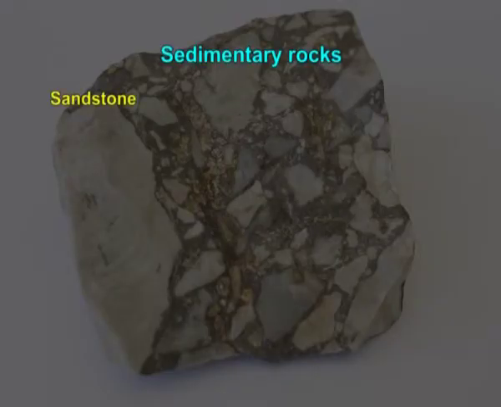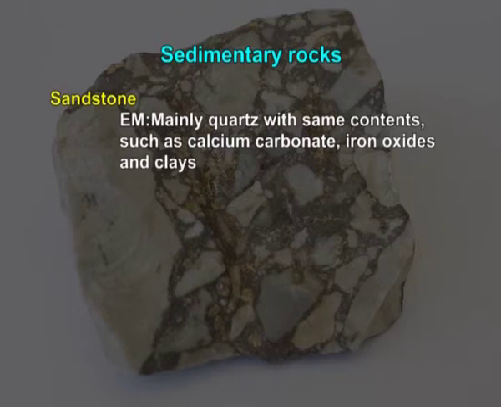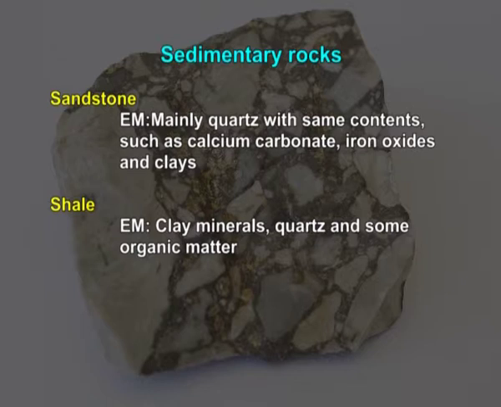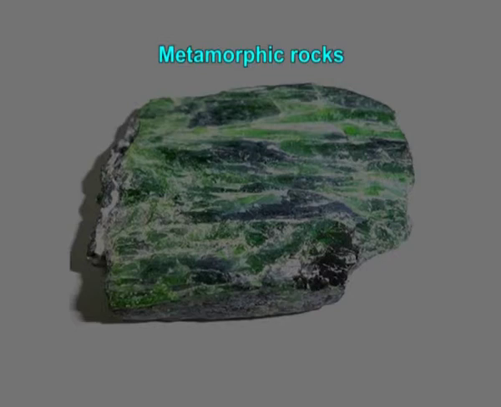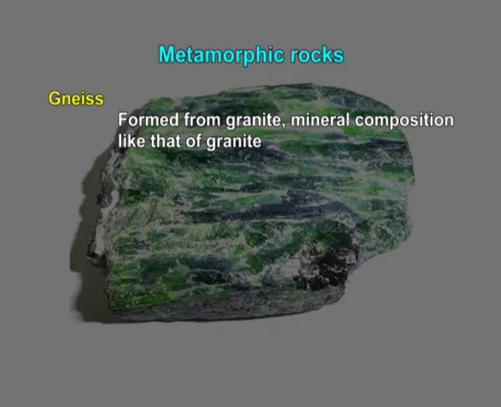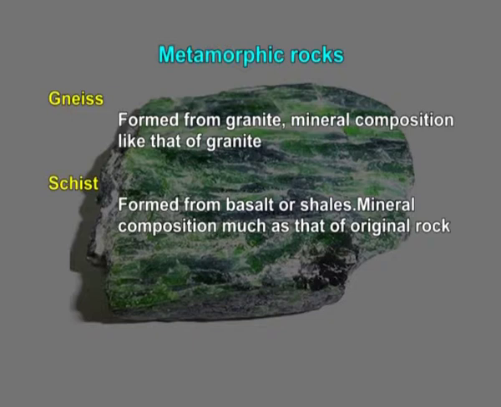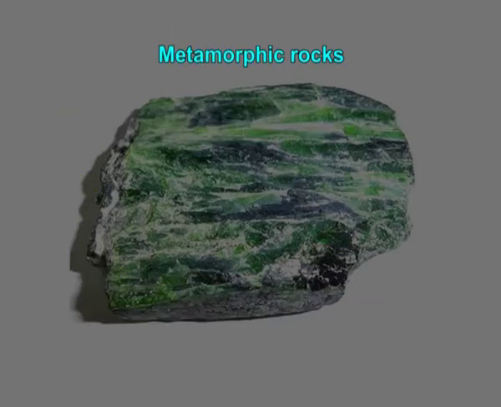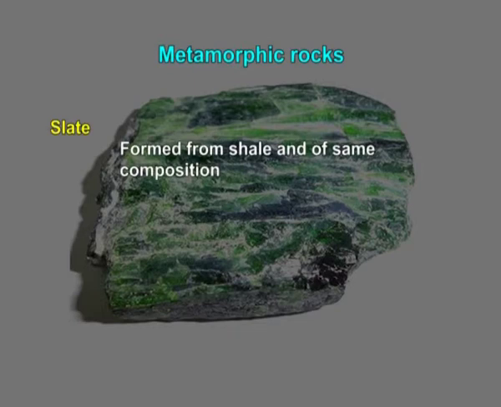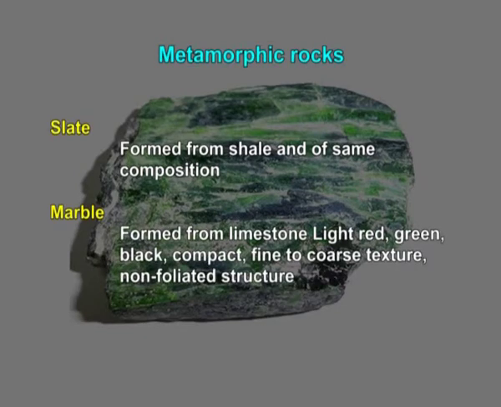Sedimentary rocks: sandstone, mainly quartz with some contents such as calcium carbonate, iron oxides and clays; shale, clay minerals, quartz and some organic matter; limestone, mainly calcite or calcite and dolomite with some iron oxides, clay, phosphate and organic matter. Metamorphic rocks: gneiss, formed from granite, mineral composition like that of granite; schist, formed from basalt or shales, mineral composition much as that of the original rock; quartzite, formed from sandstone and of the same composition; slate, formed from shale and of the same composition; marble, formed from limestone, light, red, green, black, compact, fine to coarse texture, non-foliated structure.